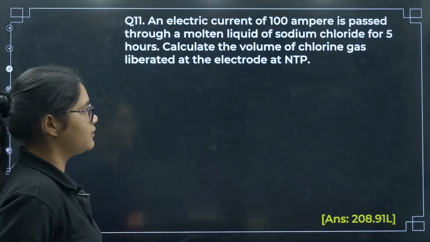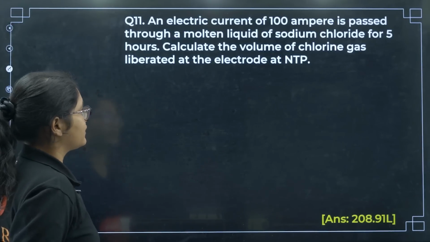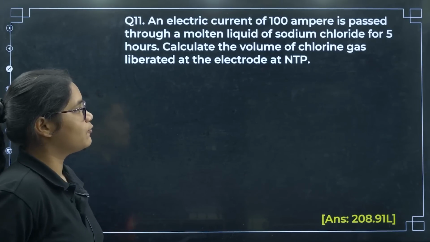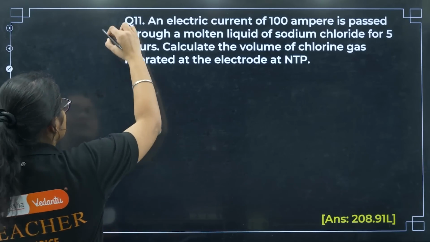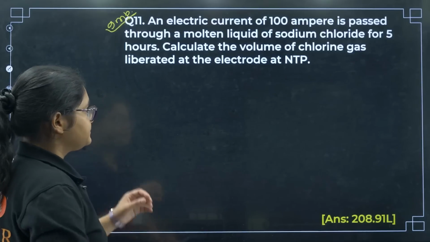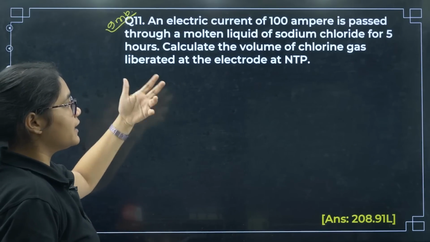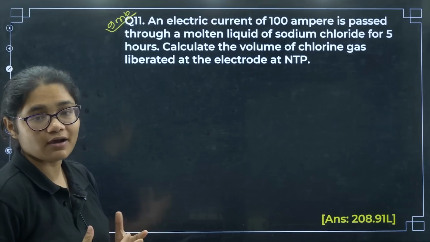Next, question number 11. An electric current of 100 ampere is passed through a molten liquid of sodium chloride for 5 hours. Calculate the volume of chlorine gas liberated at the electrode at NTP. This is an important question. See, an electric current of 100 ampere is passed through molten sodium chloride for 5 hours.